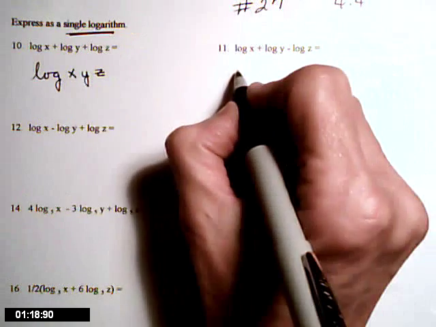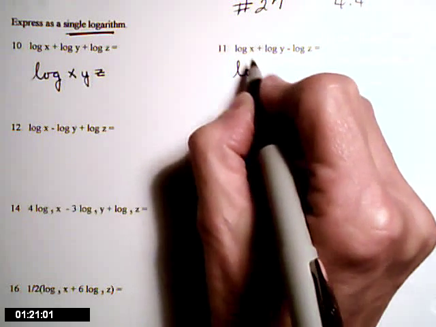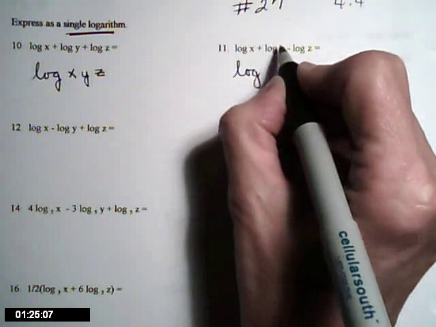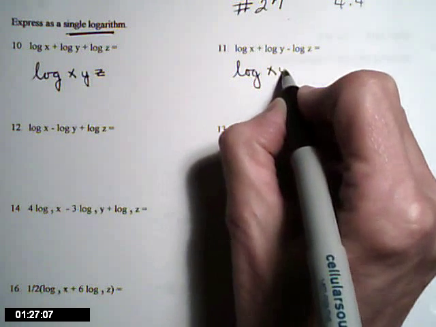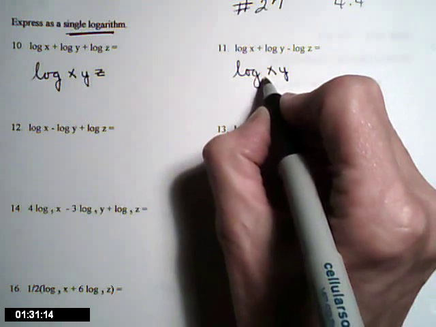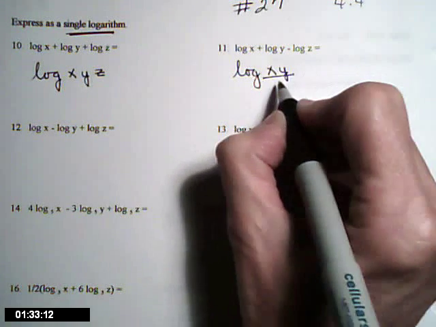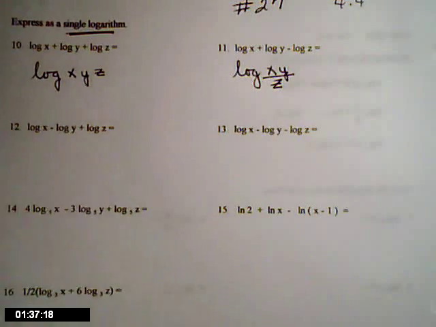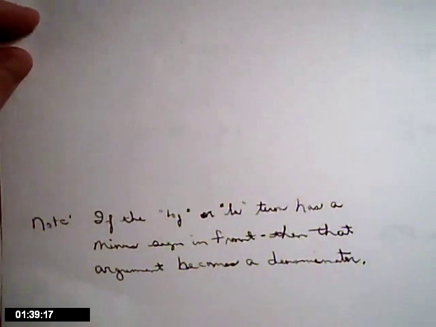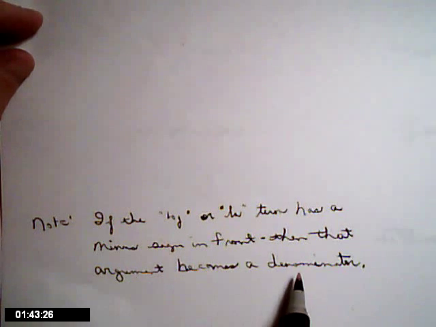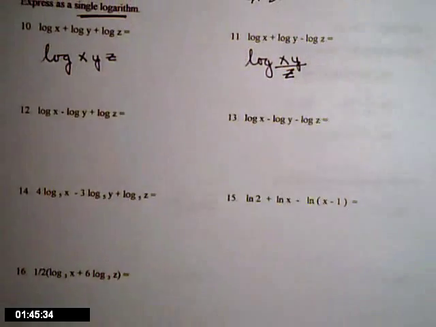Okay, number 11, we're going to introduce a negative sign. I again have log for all three. I have the x added to the y, so we'll multiply. Then I have minus z. Now remember, we associate a minus with division, so we'll put the z in the denominator. This goes back to this rule at the bottom of the page. If the term has a minus sign in front, then that argument goes in the denominator.